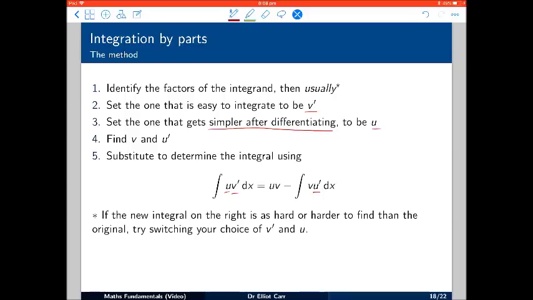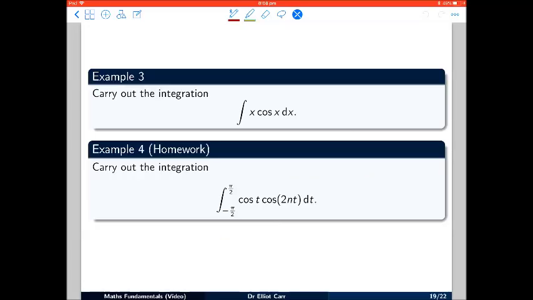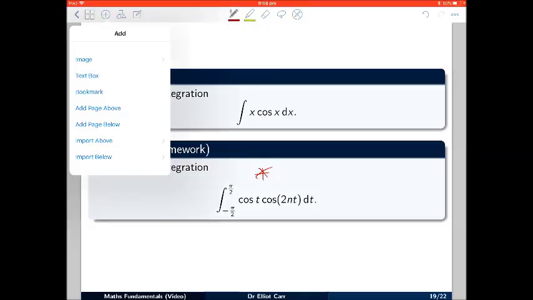Okay, so we're just going to do an example now of integration by parts. I'm going to do example 3, and then I'm going to let you have a go at doing example 4 before the week 1 lecture, and I'm going to cover this example in week 1. Okay, so I'm going to do example 3.